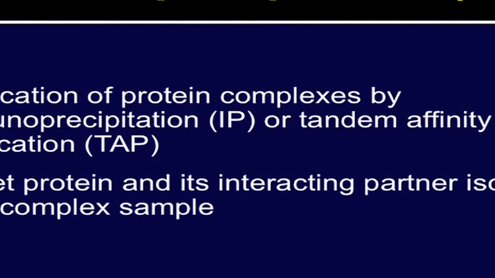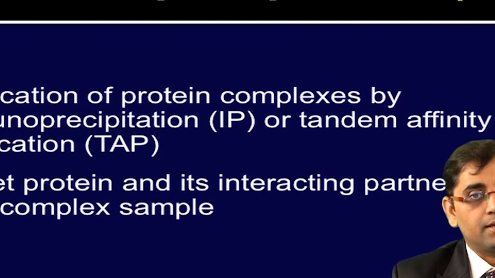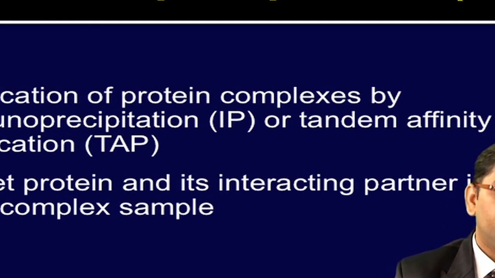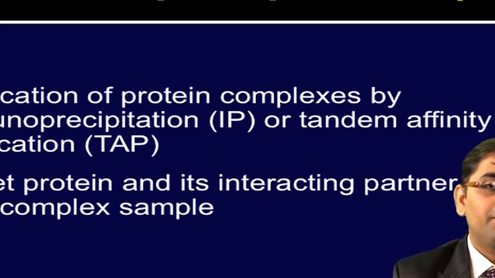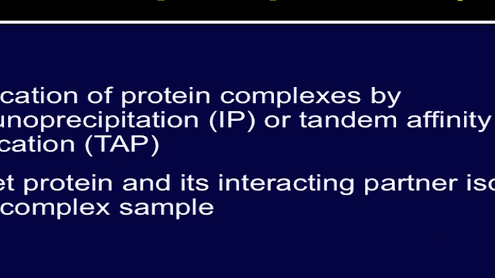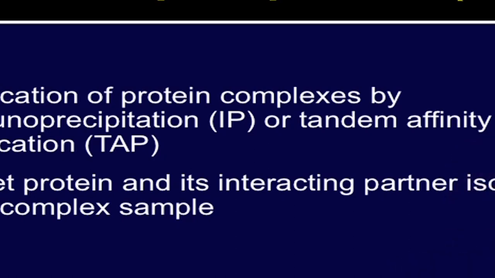Immunoprecipitation or tandem affinity purification, also known as TAP, is a technique used to purify protein complexes and study protein-protein interactions. Depending on the protein that needs to be purified, different types of tags can be attached to the bait protein. By using the immunoprecipitation method, the purification of protein complexes by IP or tandem affinity purification is performed. Target proteins and their interacting partners are isolated from a given complex sample, and then by using different tags, these proteins can be isolated from a mixture and further processed. Let me describe this process in the coming slides.